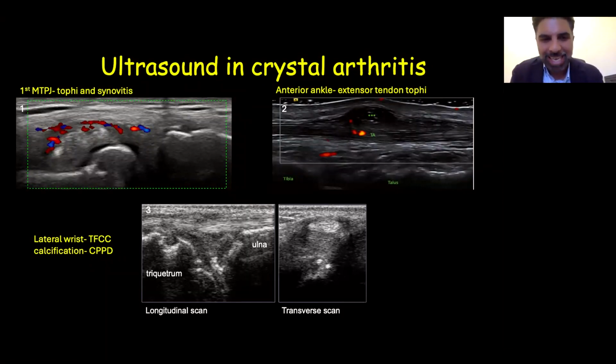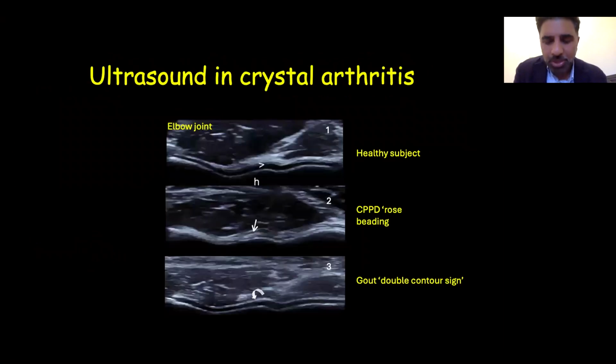calcification in tendons. Typically, you can see it in the knee menisci. You can also see it at the lateral wrist at the triangular fibrocartilage as well. So here you've got a slide which actually shows a direct comparison between pseudo gout and gout.